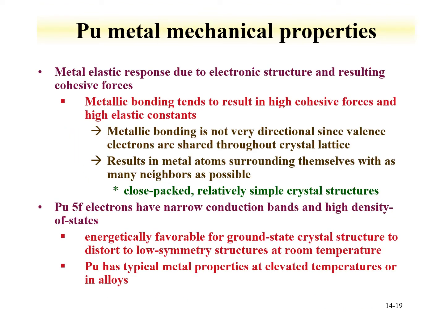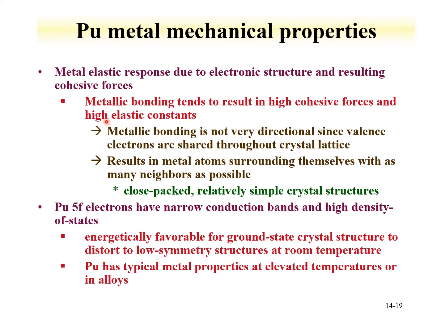So plutonium metal has an elastic response. This is again due to the electron structure and resulting cohesive forces. Metallic bonds, when they interact, tend to have high cohesive forces that give high elastic constants. Now, metallic bonding is not very directional, right? Since these electrons that the metal ions are sharing should be shared throughout the lattice. So this results in metal atoms that surround themselves with as many neighbors as possible, so they're close packed with relatively simple structures.